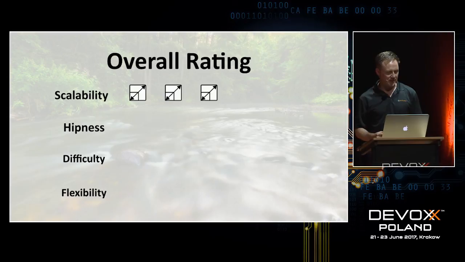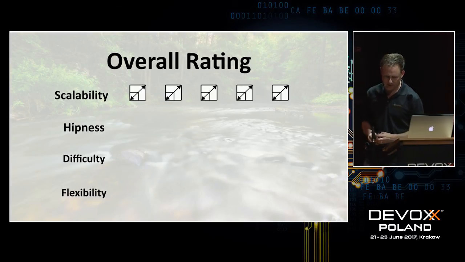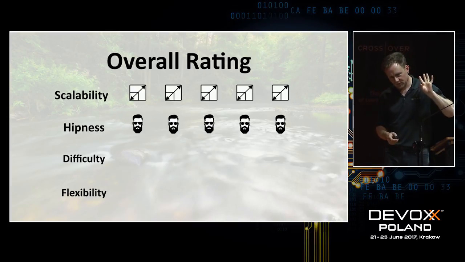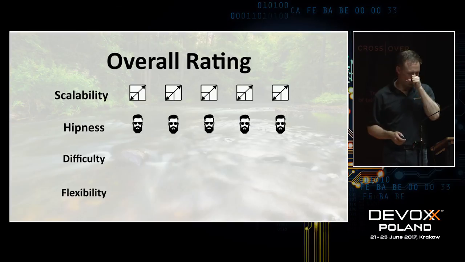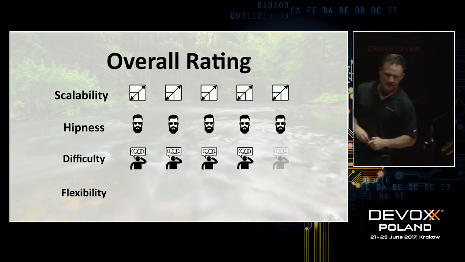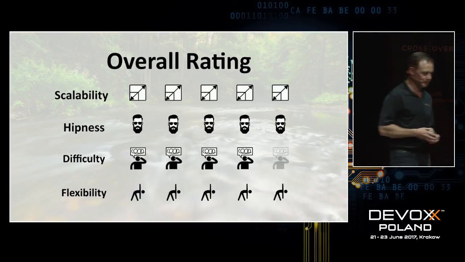Finally, let's rate this guy. Overall, we'll give it a 5 out of 5 for scalability because, well, it can scale very well. Very hip. This is the leading edge architecture of these 4 in terms of mind share. It's kind of hard to do because it requires a lot of different thinking, but you can build any kind of system with it. Highly flexible.